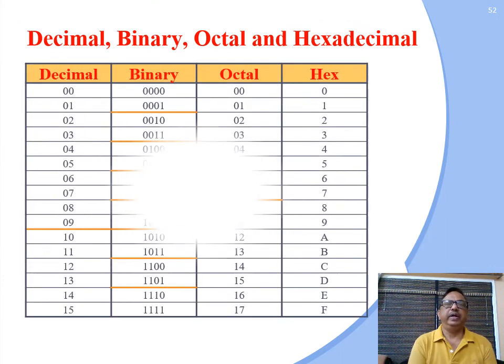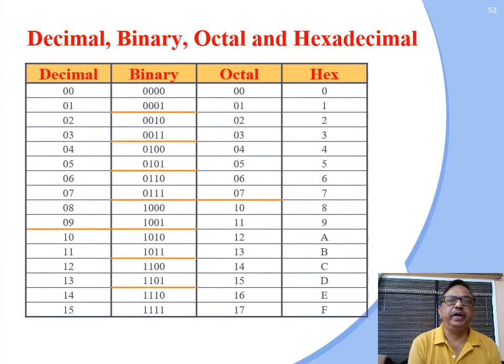Now, finally, I have shown a table of comparison of decimal, binary, octal, and hexadecimal number systems, with the conversion of decimal numbers from 0 to 15 into binary, into octal, into hex. So I want to recap today's lecture.